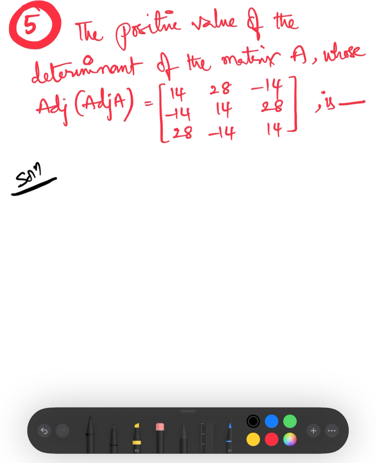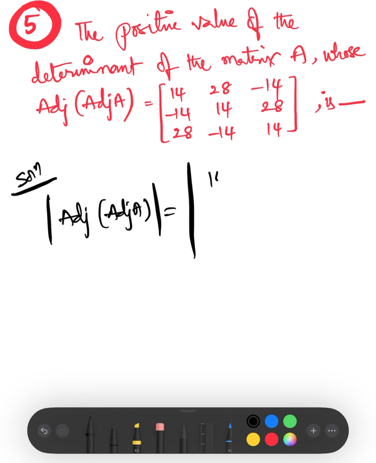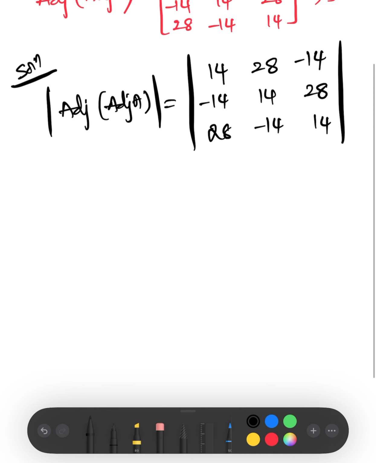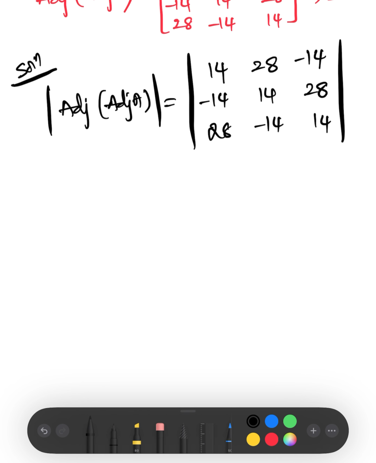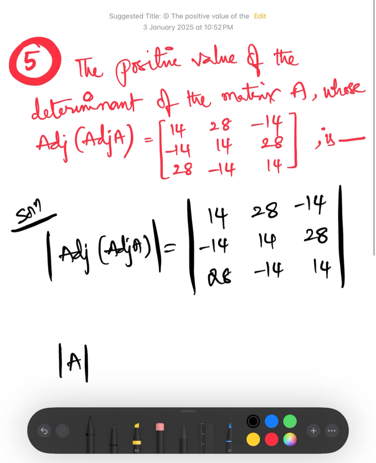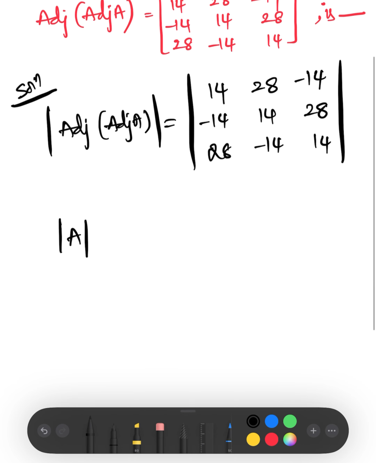Now I can take the determinant directly on both sides, that is, determinant of adjoint of adjoint A, simply the determinant of the matrix 14, 28, minus 14, minus 14, 14, 28, 28, minus 14, 14, right? Now, anyway, two adjoints are involved, so I can say that det A whole power (n minus 1) whole square. What is n here? It is a 3 by 3 matrix.